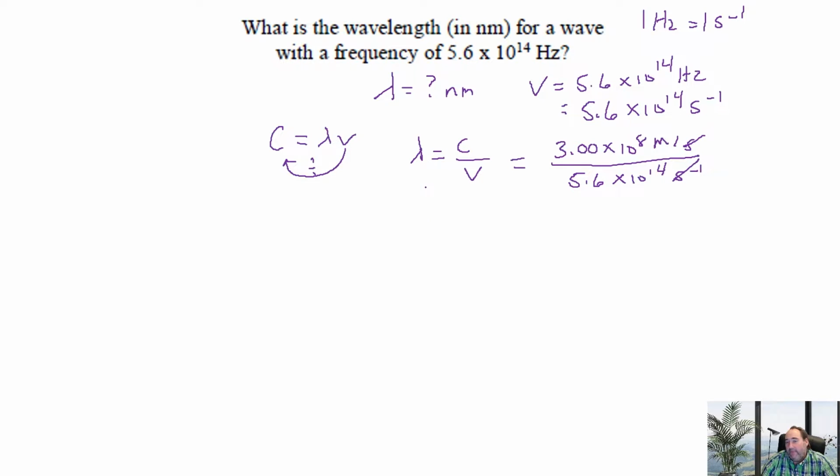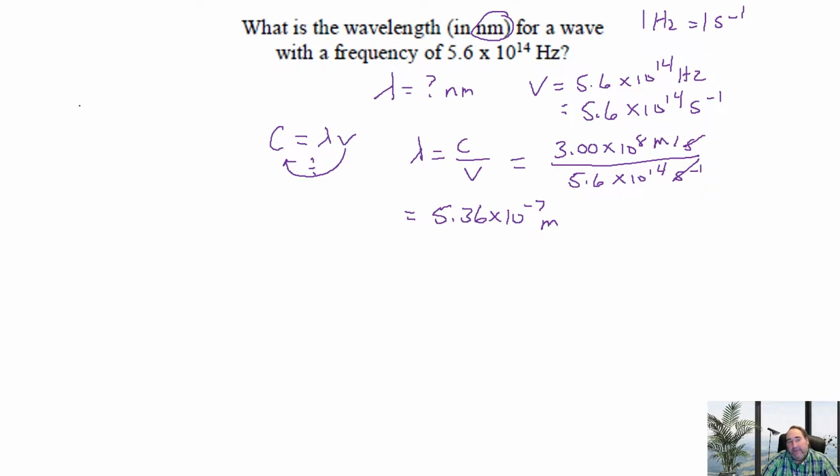Remember that that's 1 over seconds on the bottom. When you divide it, the seconds come to the top and they actually cancel. Once again, we want to make sure that we do use our exponent button here. So 3 to the 8 divided by 5.6 to the 14. That is going to give us 5.36 times 10, a lot of zeros there. 1, 2, 3, 4, 5, 6, 7, minus 7. And these would be units of meters.